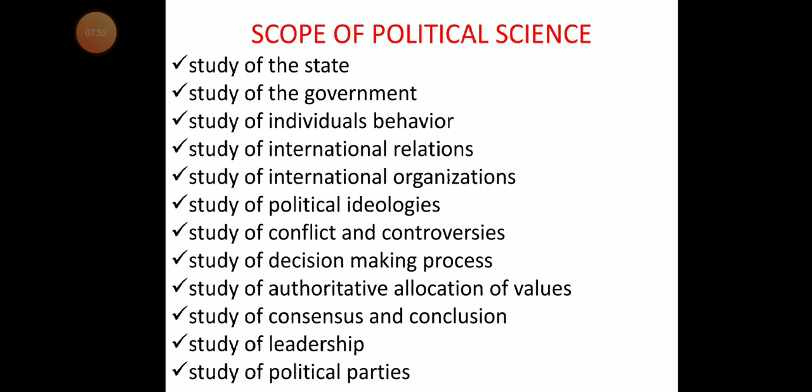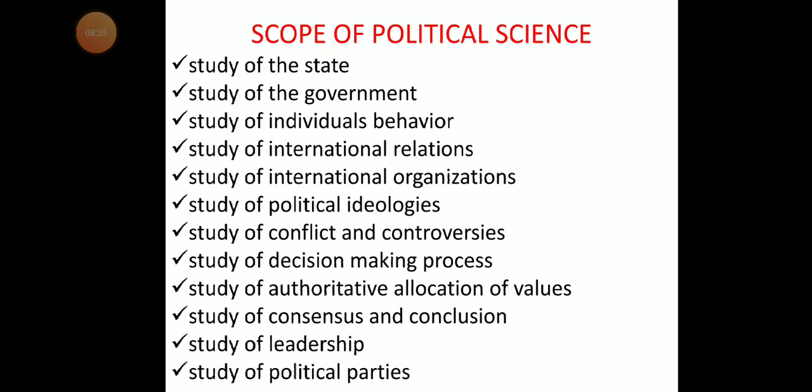So what happens is, all states try to capture those resources, and as individuals want to capture resources in a society, in the same way states want to capture resources in the international arena. So the conflict arises. To solve those conflicts and controversies, there are certain international organizations. They give justice, or they try to make consensus among these conflicting states. So these form the subject matter of the scope of political science.